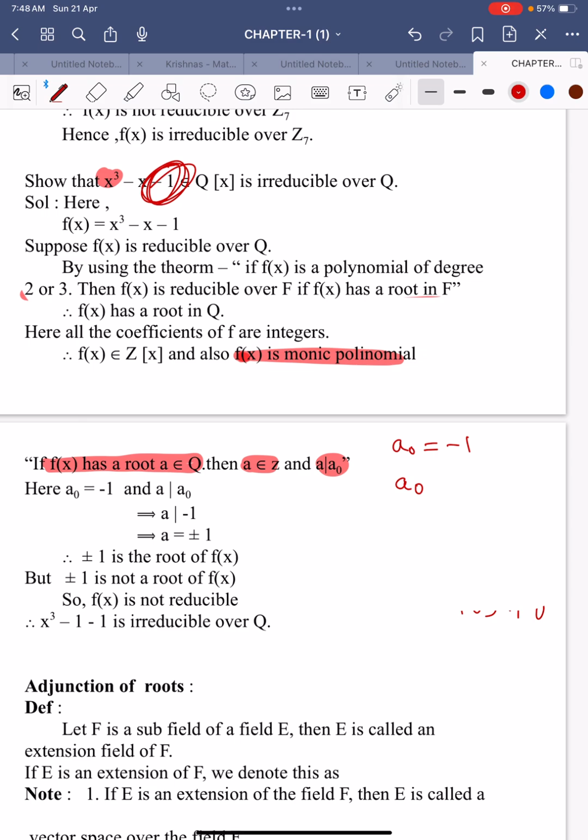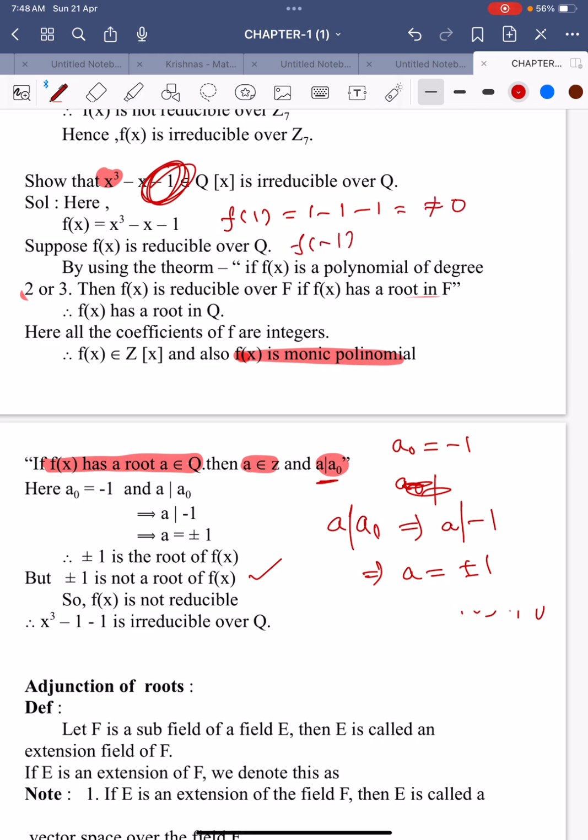By applying that previous theorem, a divides a₀, which means a divides −1. So a is equal to either +1 or −1. Therefore, +1 or −1 is a root for f(x). Now check whether it is a root or not. What is f(1)? 1 − 1 − 1, not equal to 0. What is f(−1)? −1 + 1 − 1, not equal to 0. It means ±1 is not a root of f(x), so f(x) is not reducible. It means f(x) is irreducible over Q.